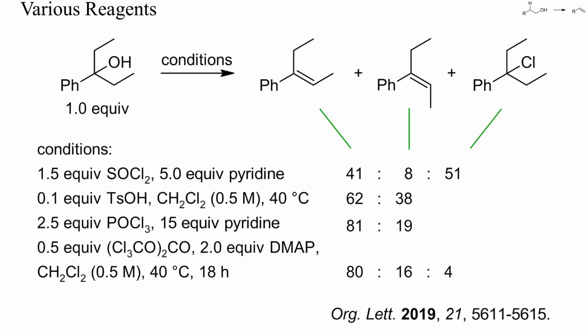Even with the most reactive of these reagents, primary alcohols will not yield alkenes but other products. In this specific instance, thionyl chloride gave a large amount of alkyl chloride as byproduct, but its formation can be suppressed by optimizing the reaction conditions. Otherwise, phosphorus oxychloride or triphosgene in the presence of weak bases can also be used to dehydrate tertiary alcohols. With primary alcohols, however, these reagents will mostly yield alkyl chlorides or other derivatives.